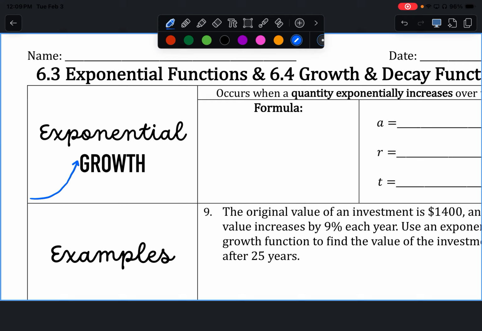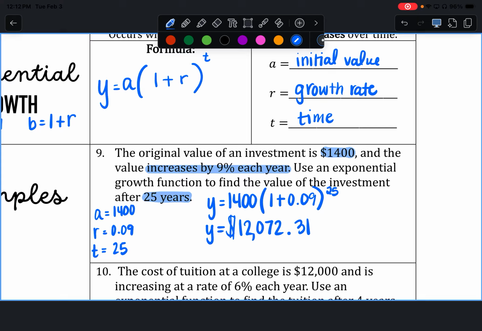Okay, so 12,072.31. This is money, so we can put a money sign in front. So the investment is worth about $12,000 if it increases by 9% each year after 25 years. Okay. Now we're going to do 11 together too.